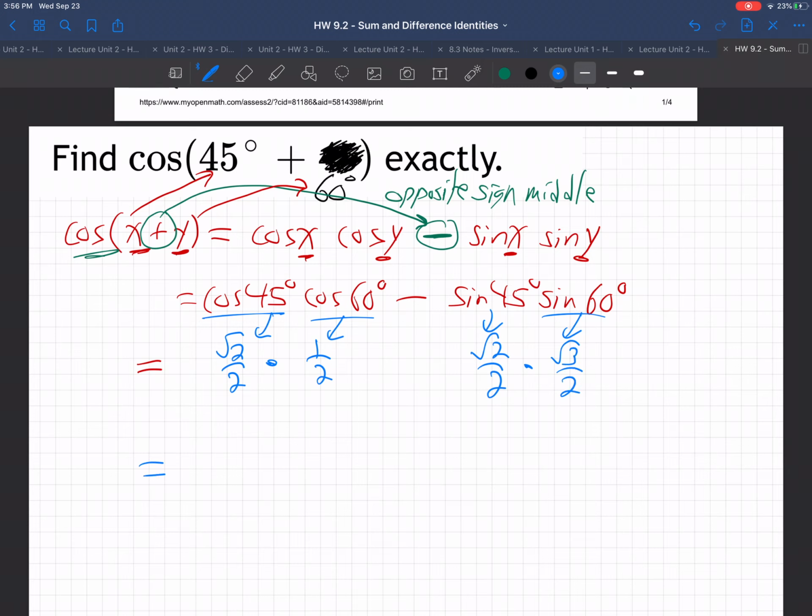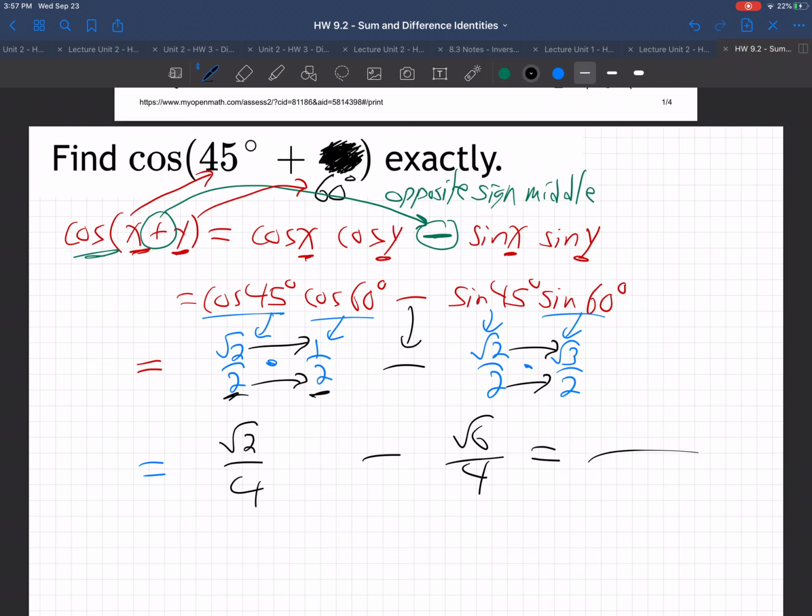Okay, so now how do we work out this problem? You just go straight, top and bottom. Root 2 times 1 is just root 2. 2 times 2 is 4. Oh, and the minus sign in the middle, I forgot. Minus. And then go straight. Root 2 times root 3 is root 6. They just multiply, and the 2 and 3 make 6 and stay in a root. And then 2 times 2 is 4.